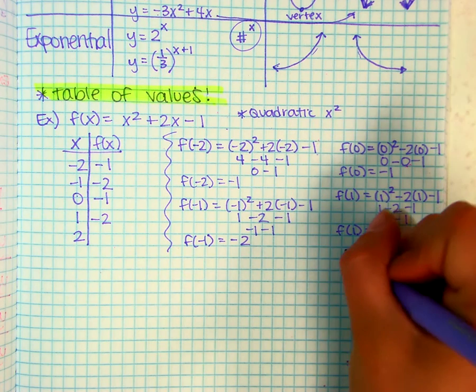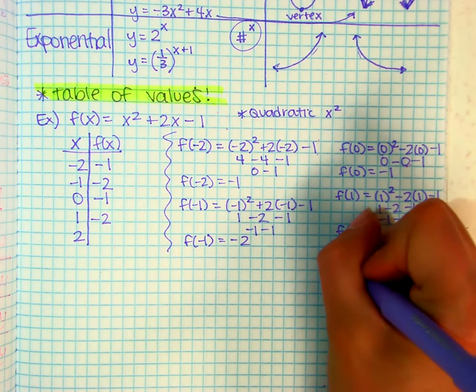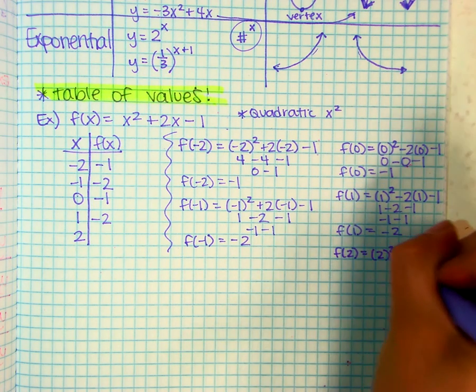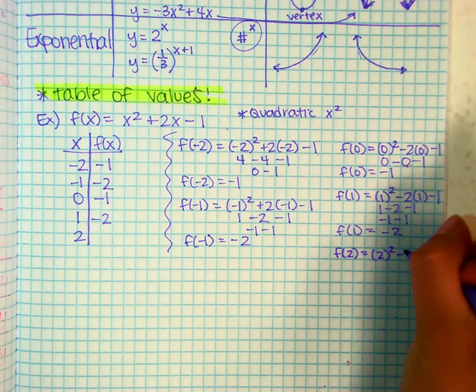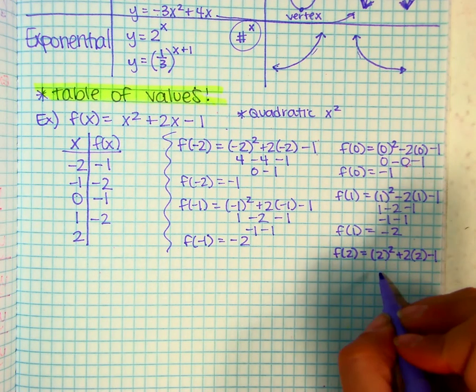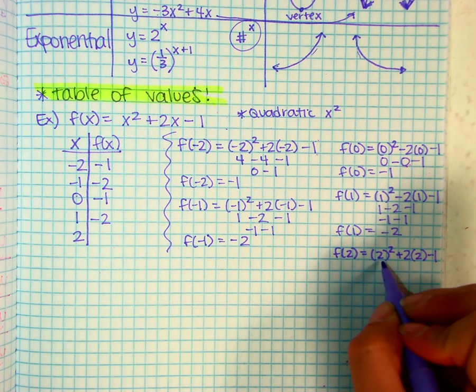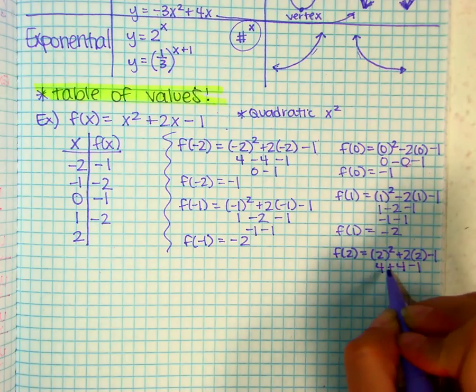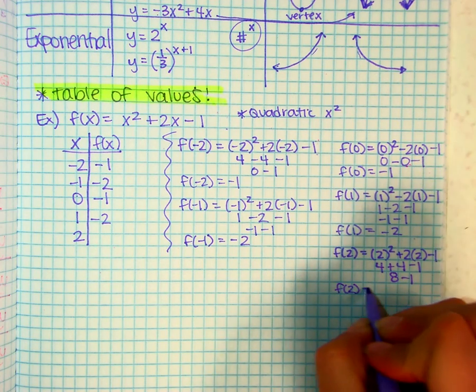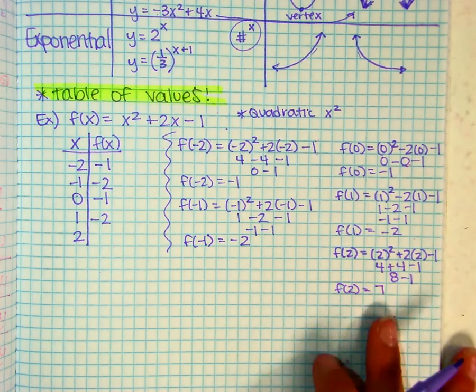Okay, what about f of 2? So we get 2 squared plus 2 times positive 2 minus 1. So we've got, let's see, this is 4 plus 4 minus 1. So 8 minus 1, f of 2 is 7.